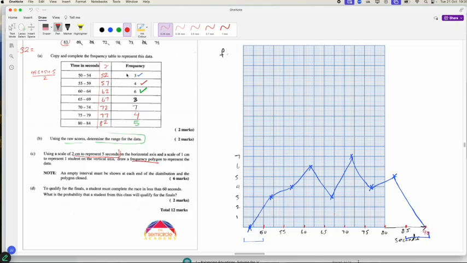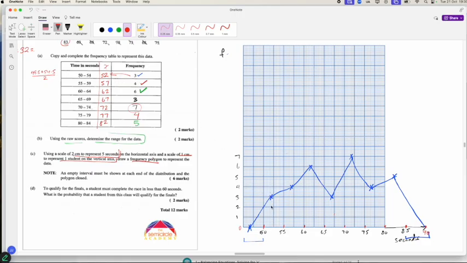So let me plot this thing. I'm plotting 3 against 52, so 52 plotting against a frequency of 3. By the way, the frequency here, 7 is my highest frequency. And they say to use 1 centimeter to represent 1 student on the vertical axis. So 1, 2, 3, 4, 5, 6, 7, and I have 0 here.